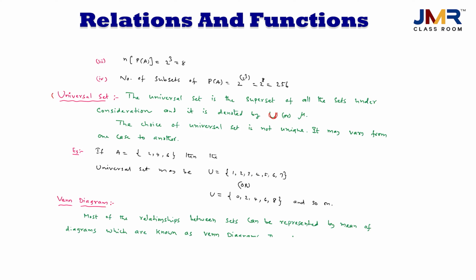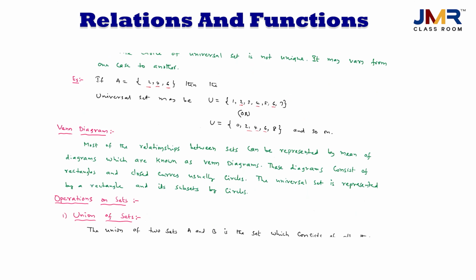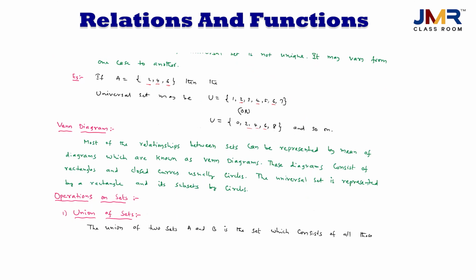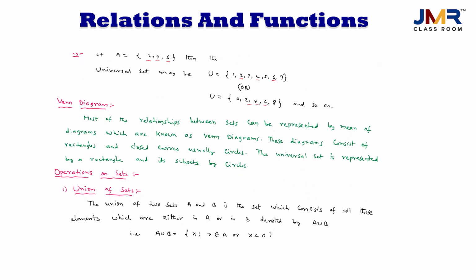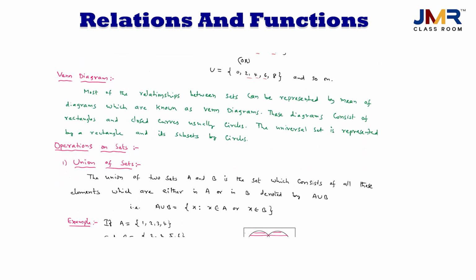Because A is a subset of mu. See, 2 is an element in the universal set also. 4 is an element. 6 is an element. So it is clear that A is a subset of mu, or A is a subset of this set also. So this is a universal set. This is also a universal set. Similarly, we may have infinitely many universal sets for the given set A. Right?